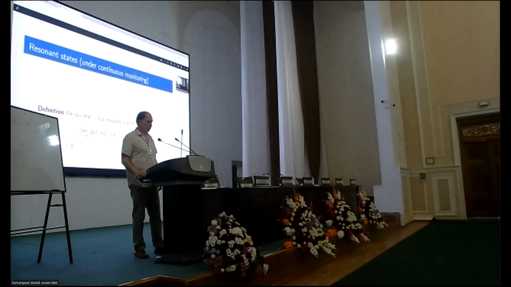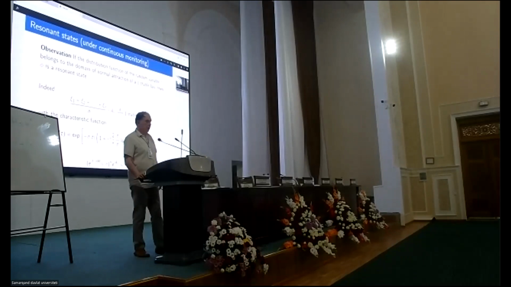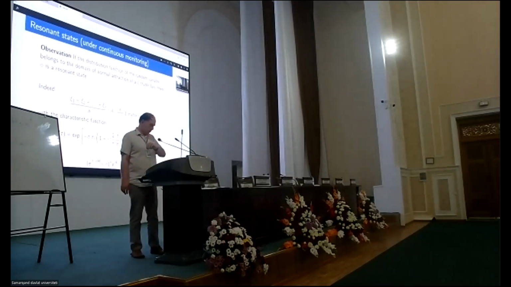And now the most interesting thing: it may happen that this limit is apparently an exponential function. So this thing is going to decay as an exponential function. And in this situation, if it happens, we say that our state is a resonant state, and we are dealing with an exponential decay in quantum mechanics with the decrement alpha.